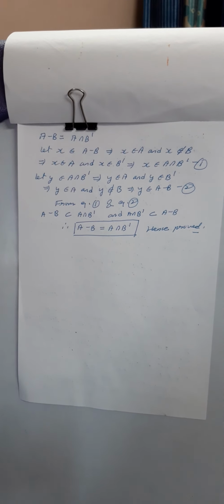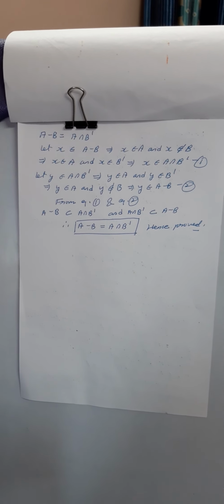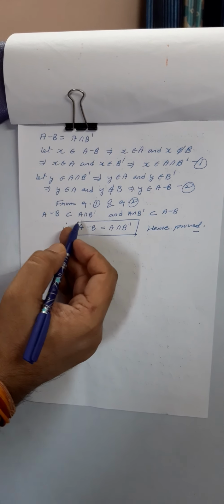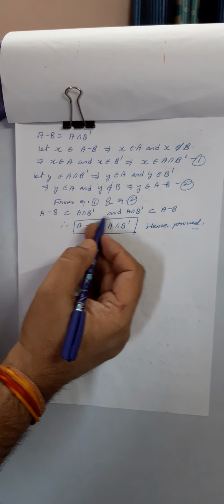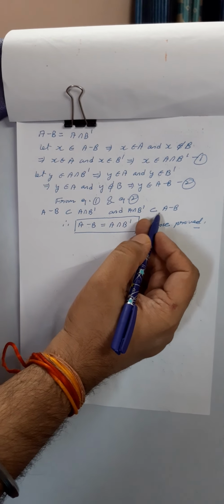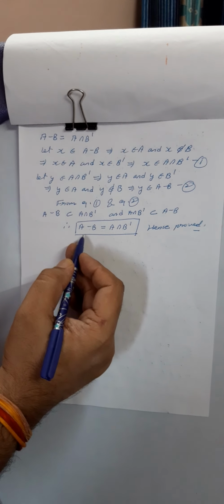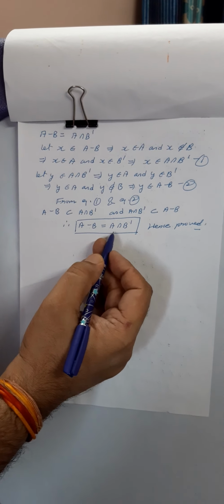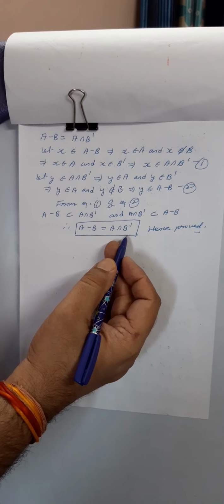So from equations 1 and 2, I have proved that A minus B is a subset of A intersection B dash and A intersection B dash is a subset of A minus B. So therefore A minus B is equal to A intersection B dash.